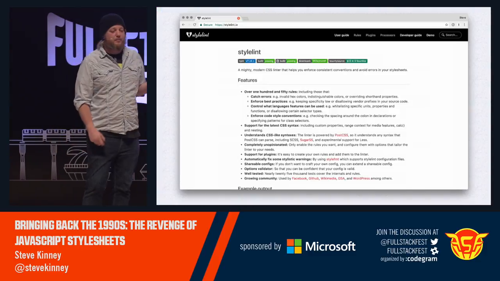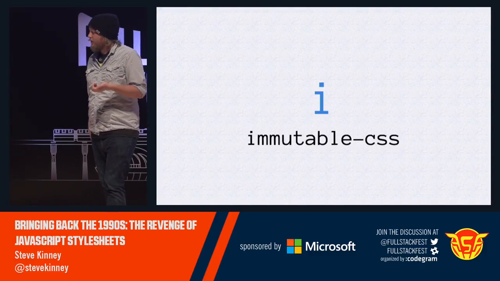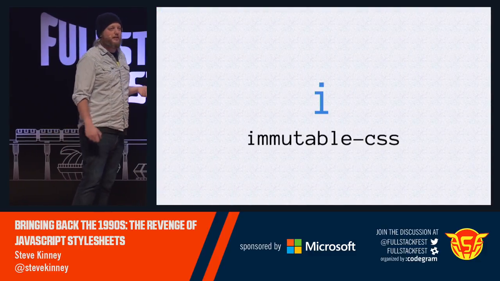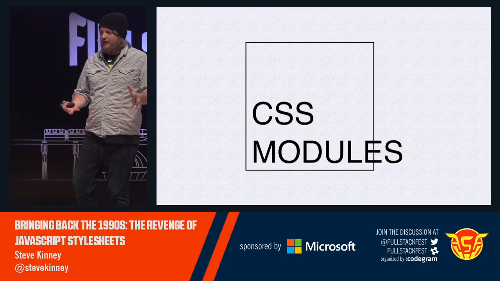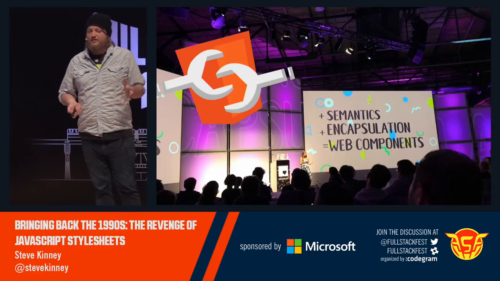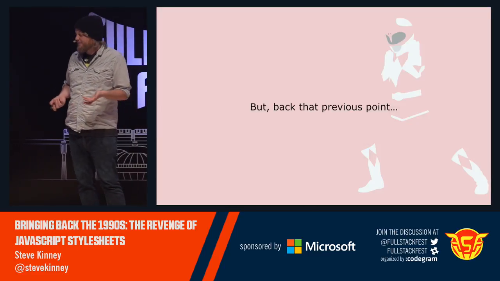A lot of these problems get solved with build tools, right? We can style lint, we can use immutable CSS to make sure nothing actually changes in our sheets, CSS modules for a little bit of isolating, and even the web component spec solves a lot of these problems.